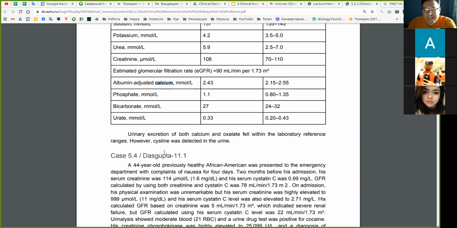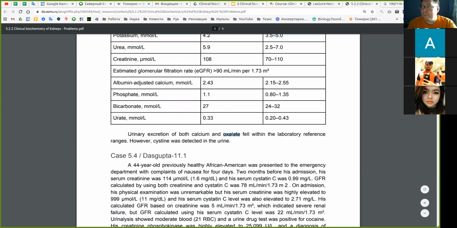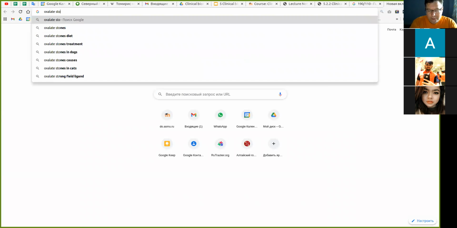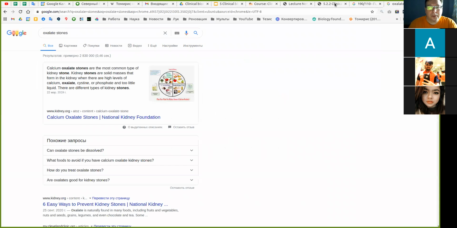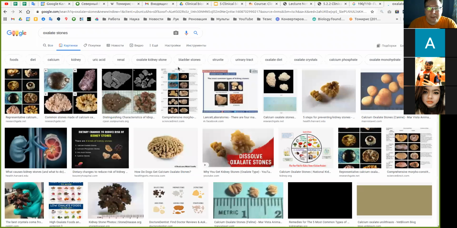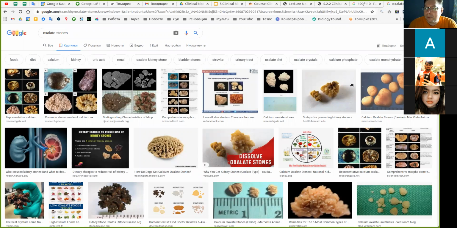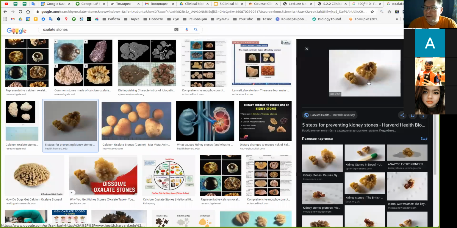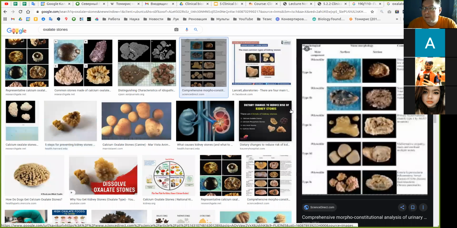Let's look at the last two sentences. This one: urinary excretion of both calcium and oxalate fell within the laboratory reference range. So oxalate stones. Let's look. What is it? So oxalate stones. Oh, here. Maybe we can find this. These are the different types of oxalate stones.